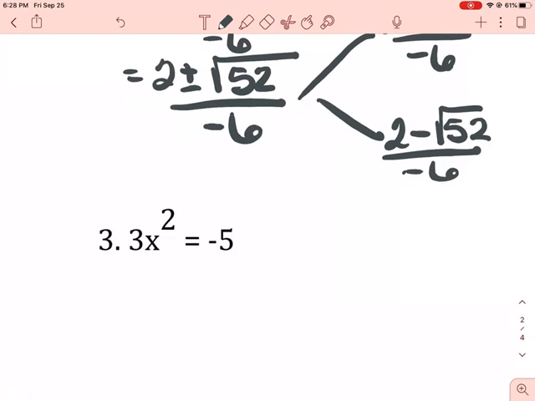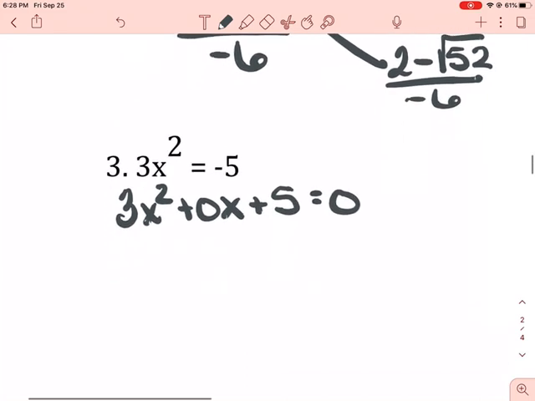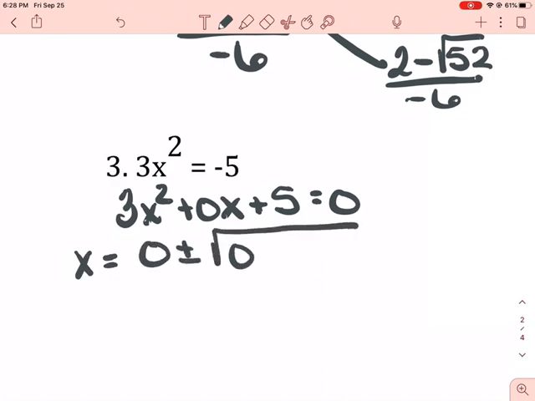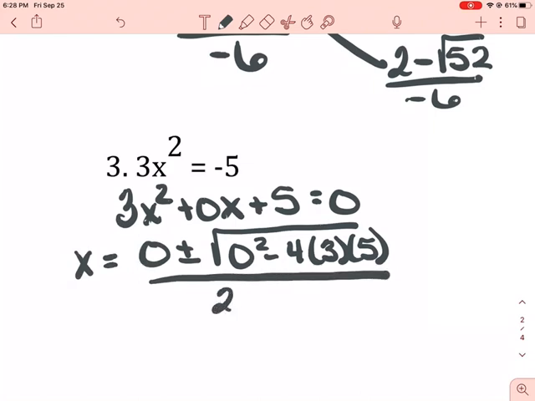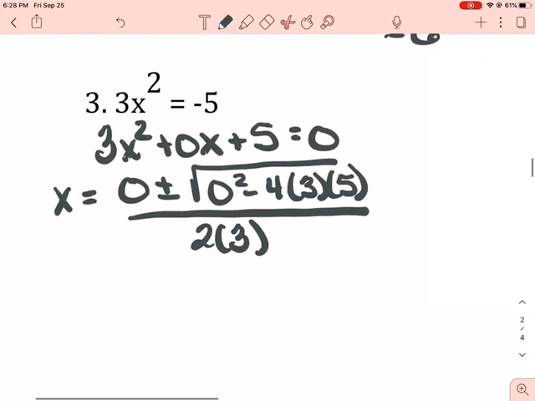All right, let's try another one. Here's a problem. It's not equal to 0. It's not in ax squared plus bx plus c form, so we're going to have to get it that way. So 3x squared, there's no x, so I'm going to put 0x just as a placeholder, plus 5 is equal to 0. That means b is 0, so watch what happens. X equals 0 plus or minus the square root of 0 squared minus 4, a is 3, c is 5, all over 2 times 3.